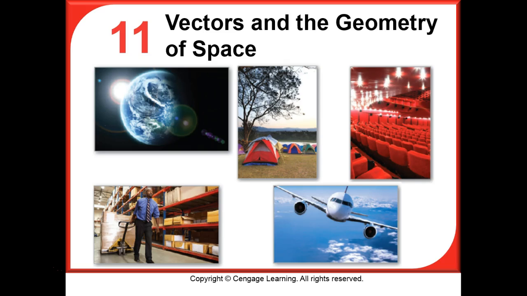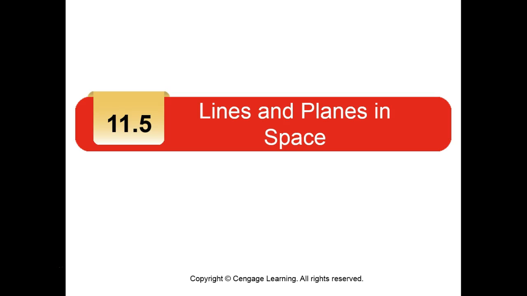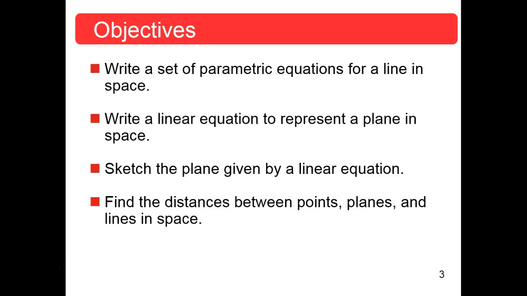But anyway, so let's go on and get started. Chapter 11 is Vectors and Geometry of Space. 11.5 is Lines and Planes in Space. And our objectives here are to write a set of parametric equations for a line in space, and write a linear equation to represent a plane in space.